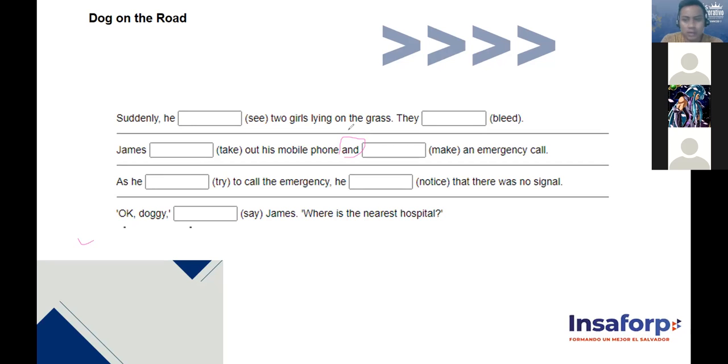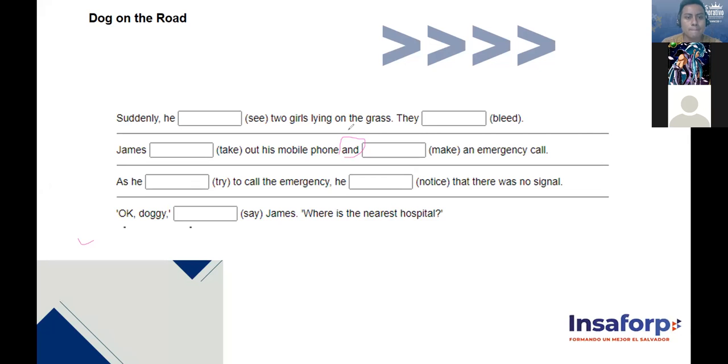And let's finish this one. Let's see, maybe Gustavo, can you please complete the story with the last two missing as he? Okay, Doggy says James, where is the nearest hospital? Okay, thank you. But what about the previous one, Gustavo? As he? Sorry. As he was trying to call. I'm not sure. As he tried to call the emergency.